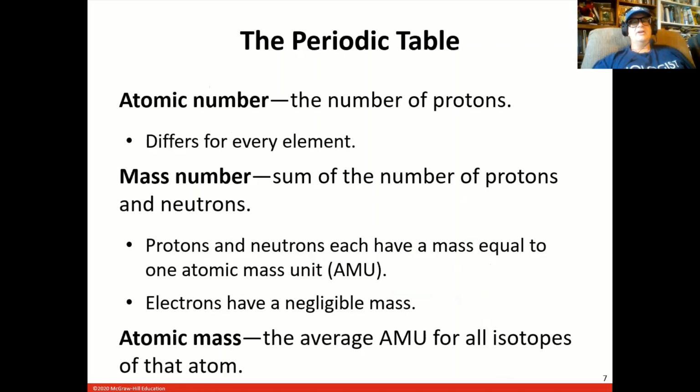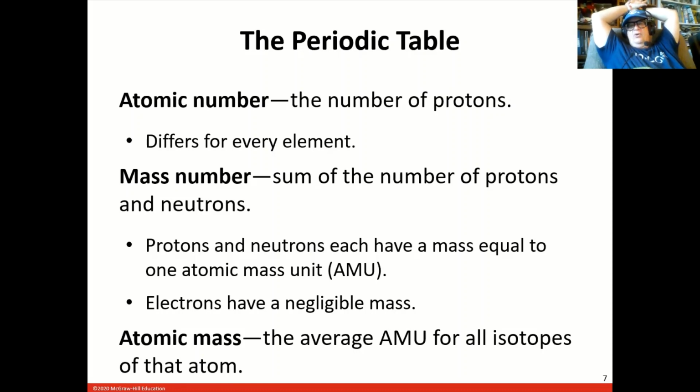All right, the atomic number is the number of protons, and it's different for every element, but all the atoms in that element have the same number of protons. That is the atomic number for that element. The mass number is what you get when you add up the protons and the neutrons, okay? And each proton has 1 atomic mass unit. Each neutron has 1 atomic mass unit.